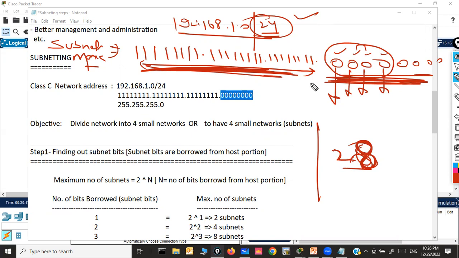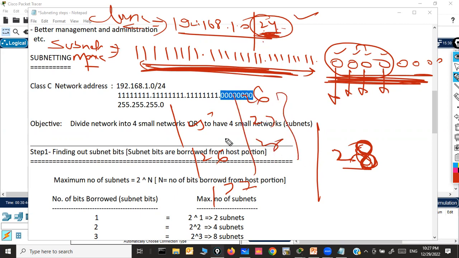There is room to borrow bits here. But if you see a mask of 25, 26, 27, anything in a class C network other than 24, subnetting must have been done. If there is no subnetting, the mask in class C would always be 24. So if you see 26 or 27, definitely subnetting must have been done. We borrow bits from the zeros.